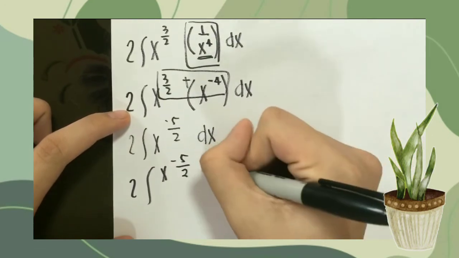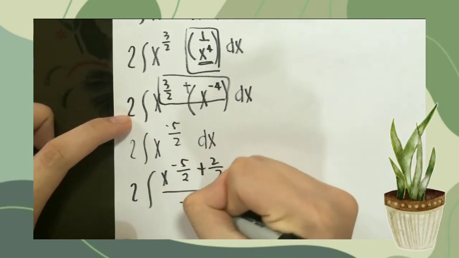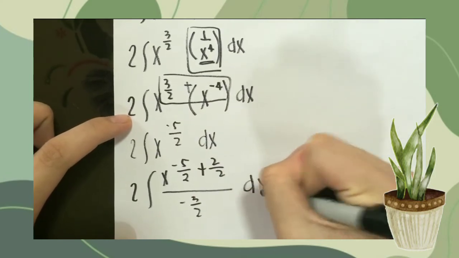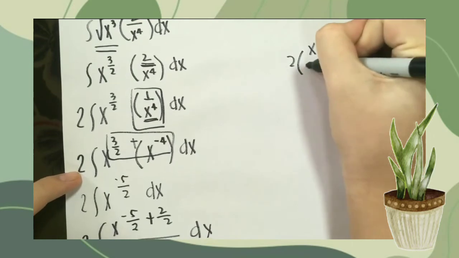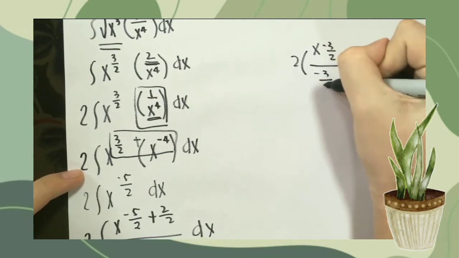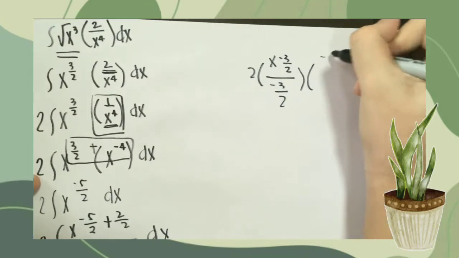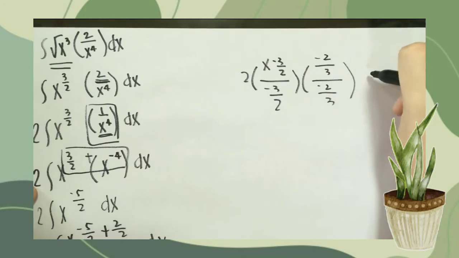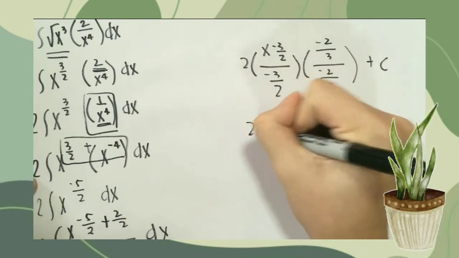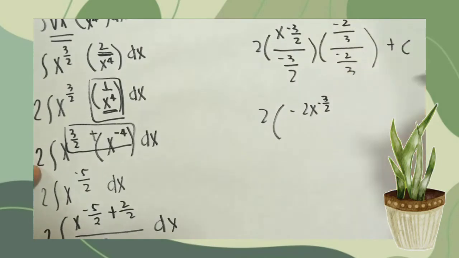By the power rule, we add 1 to the exponent and then divide by that same value, so we get 2 times x to the power of -3/2 over -3/2. To cancel out the denominator, multiply both sides by -2/3. This gives us 2 times -2/3 x to the power of -3/2 plus c.